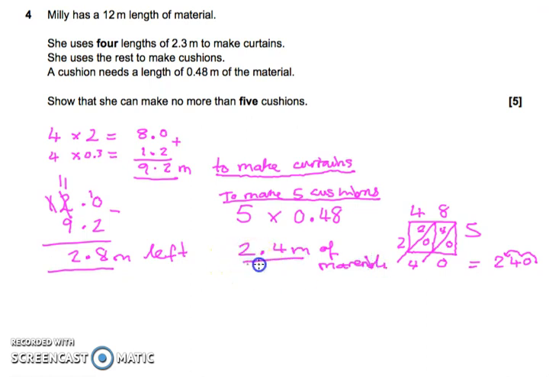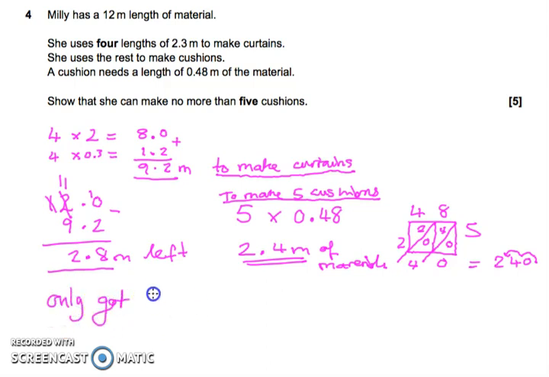Okay, now we found that you need 2.4 metres. We've got 2.8 metres left. So if you did 2.8 take away 2.4, you've actually only got 0.4 left, 0.4 metres of the material left. And we need 0.48.